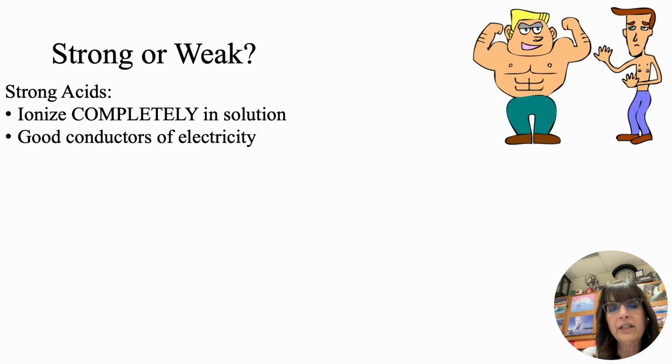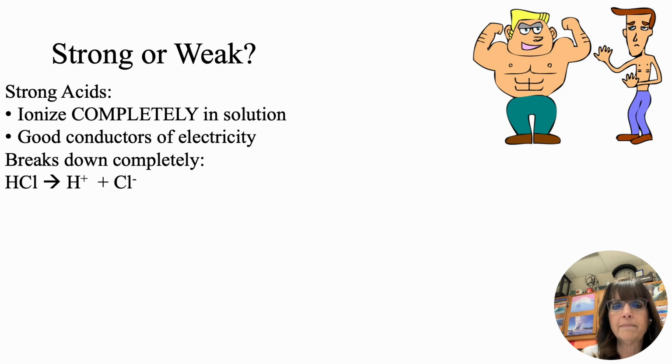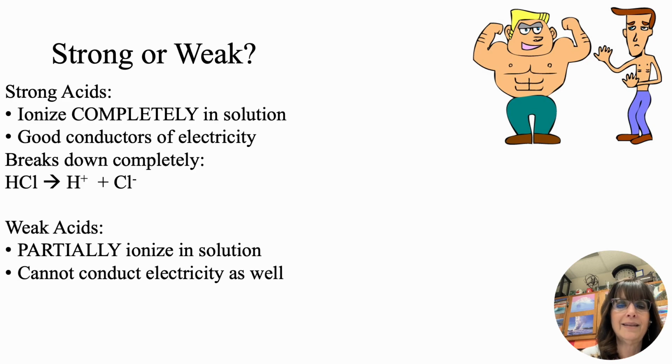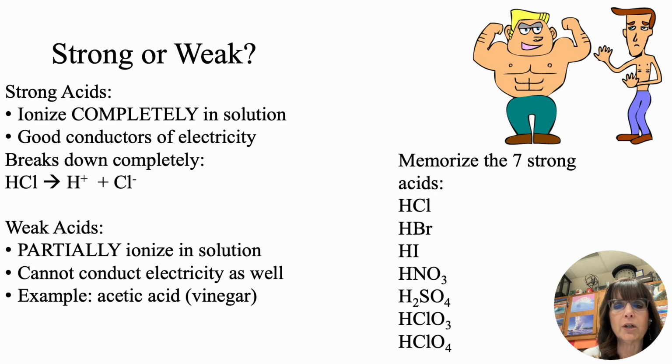Strong acids are very good conductors of electricity because you have lots of ions to move electrons. They break down completely. Guys, that's literally what it means. There's an example. All right, weak acids partially ionize. They don't conduct electricity very well, and you will see this in a simulation that we do. A really good example is vinegar.